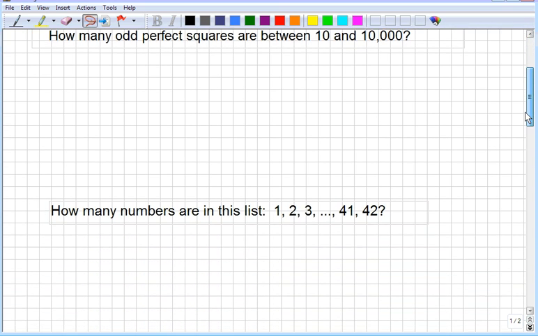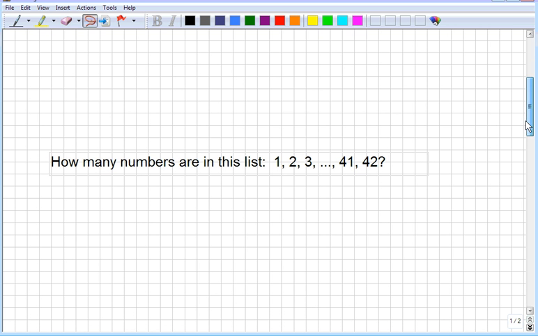Now you're going to laugh at me because you're going to say, this is way too easy, right? How many numbers are in this list? 1, 2, 3, ... 41, 42. Now I should maybe first of all mention that this ... here just means and so on. Okay, so we're repeating the pattern.